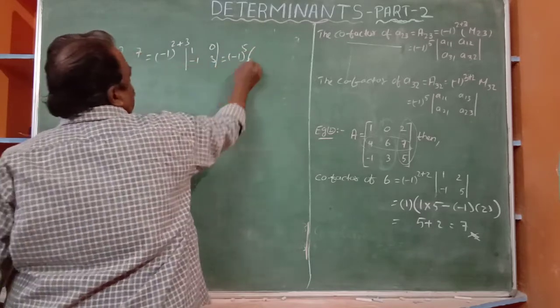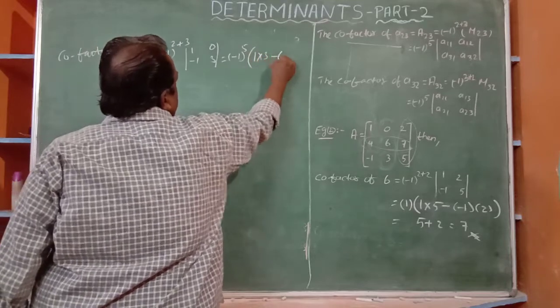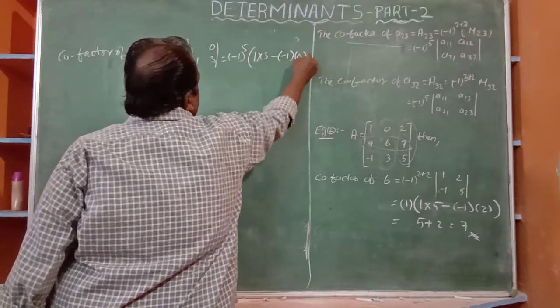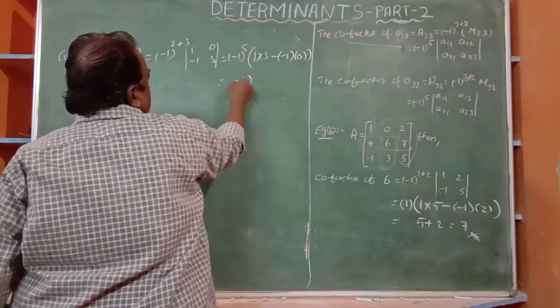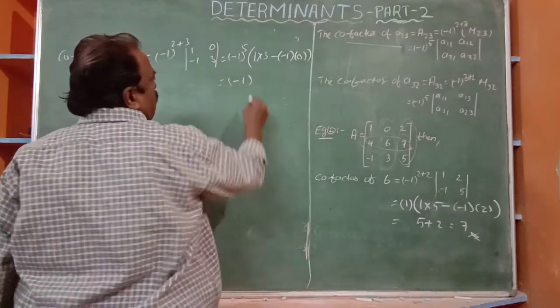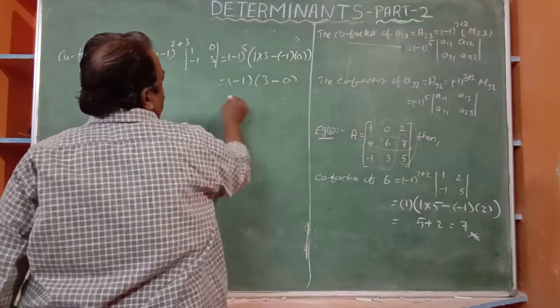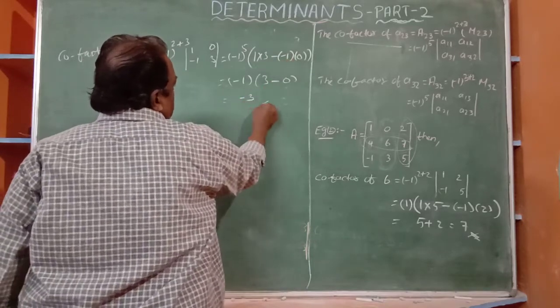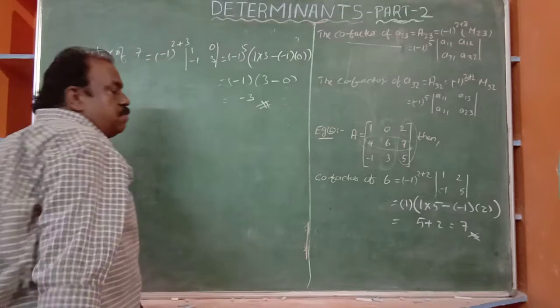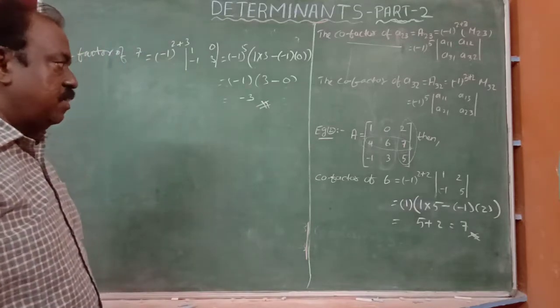And it is 1 into 3 now, minus 1 into 0. This is minus 1 power odd number, which is minus 1. This is 3 minus 0. 0 anything is 0. So it is minus 3. So for the element 7, the cofactor is minus 3.